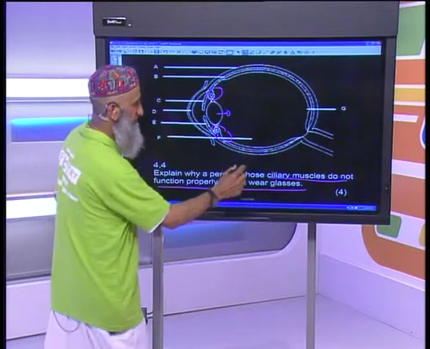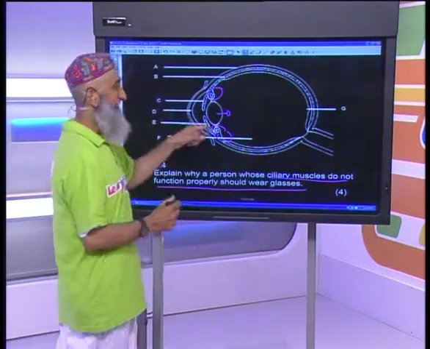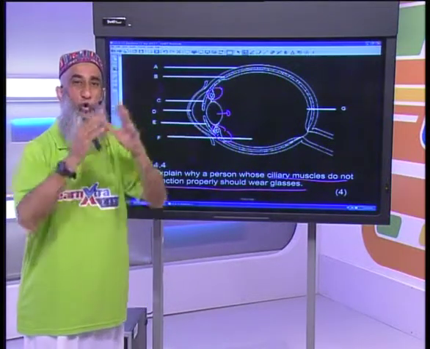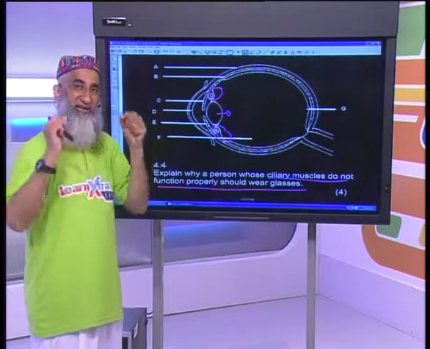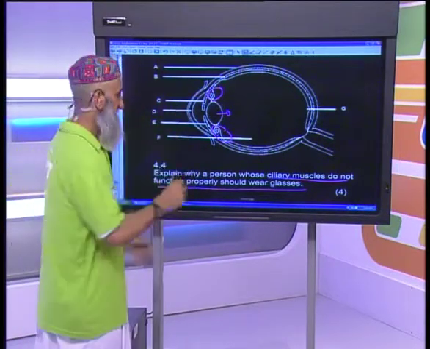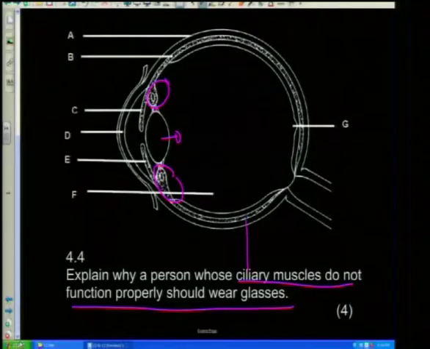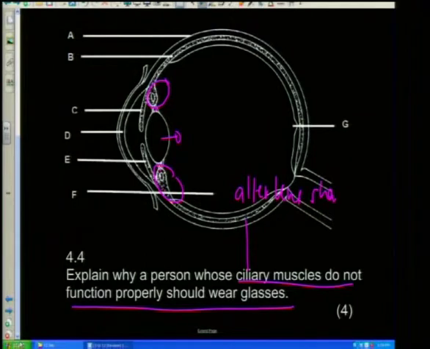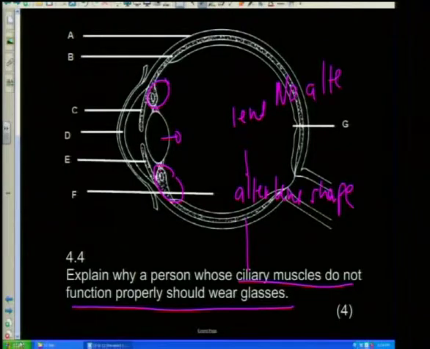So if the ciliary muscles are not functioning, then the lens will not be able to alter its shape. And if the lens cannot alter its shape, we would not be able to focus. So ciliary muscles alter lens shape. So if it's not there, lens, no alter. That's not how you write, but how you remember. No alter, and therefore no focus.